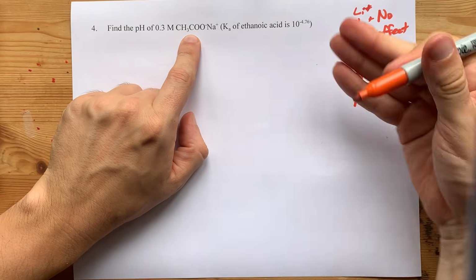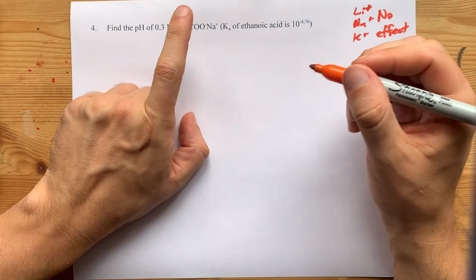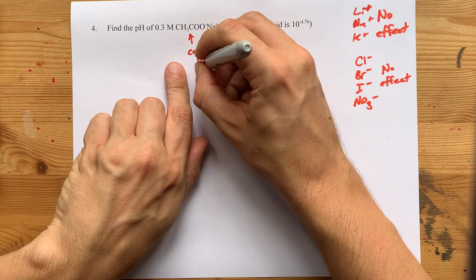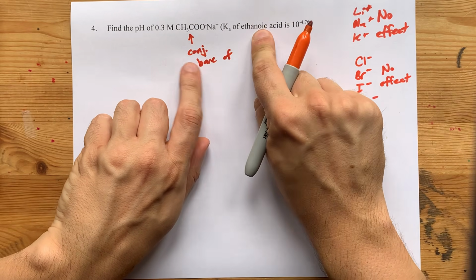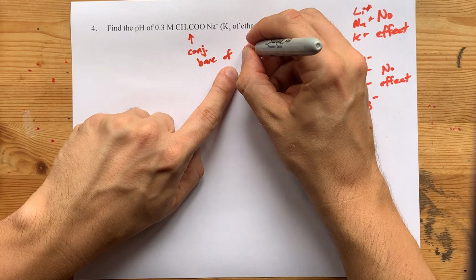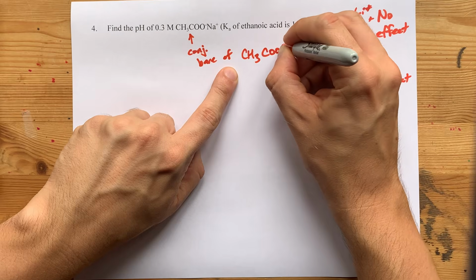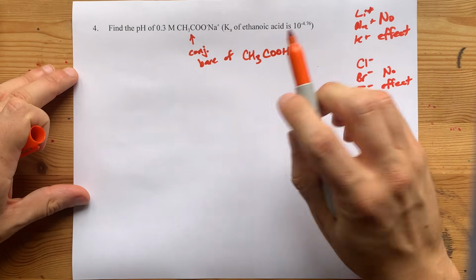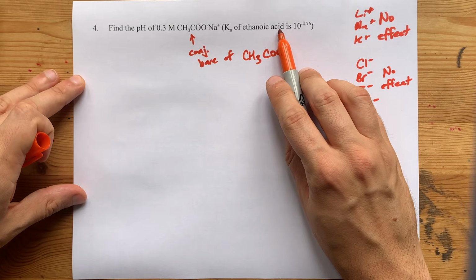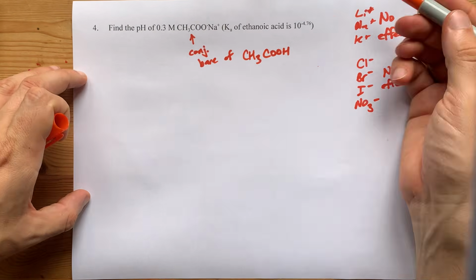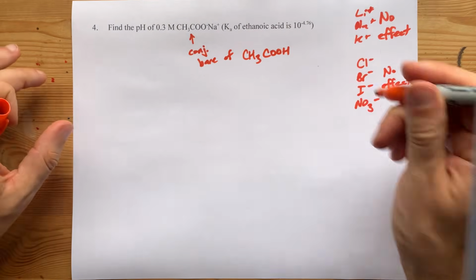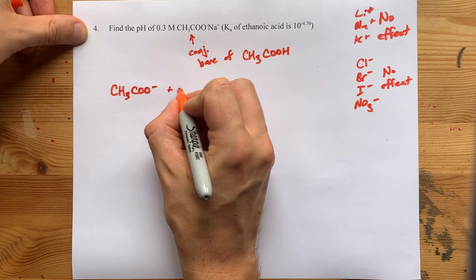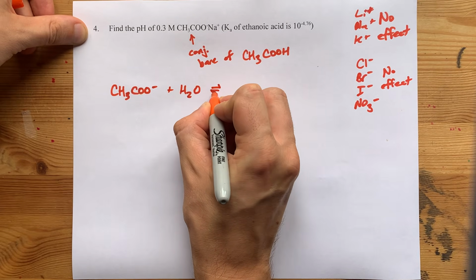This acetate is not on that list, and thus it does have an effect. But it is the conjugate base of ethanoic acid or acetic acid or vinegar, CH3COOH, which you've almost certainly seen in your travels. Note we are being given the Ka for that acid even though this is its conjugate base. I'm going to show you what that means. Its conjugate base in water will have the effect of stealing the H back.